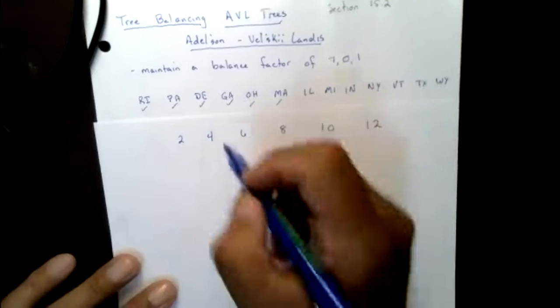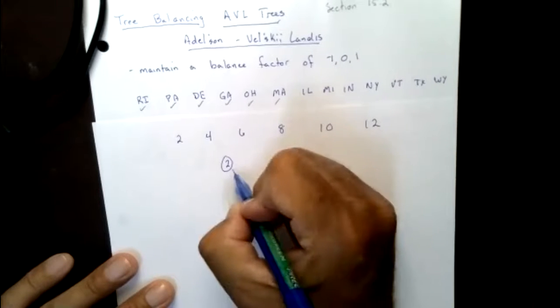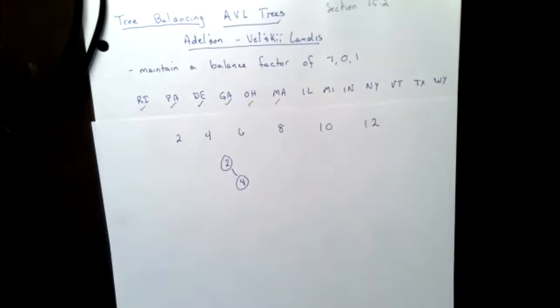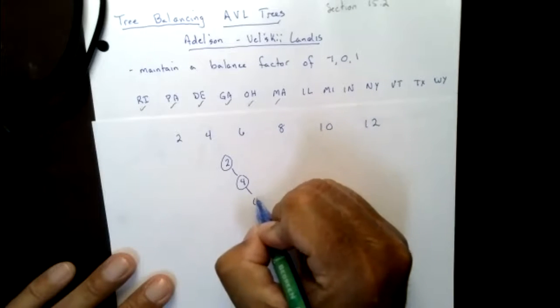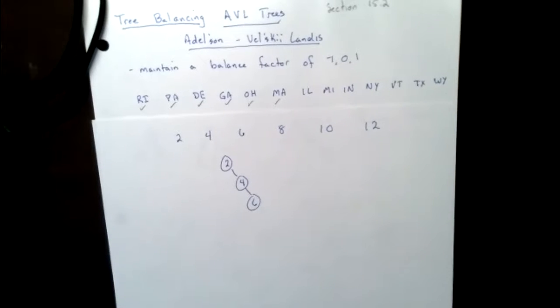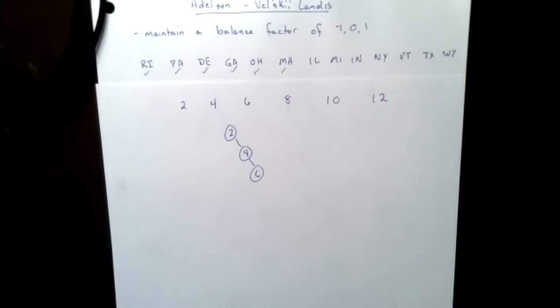Because I'd build a tree and I'd say 2. My next number is 4, goes to the right. My next number is 6, it goes to the right. And you see what kind of damage keeps going here. My search would go all the way to the end.